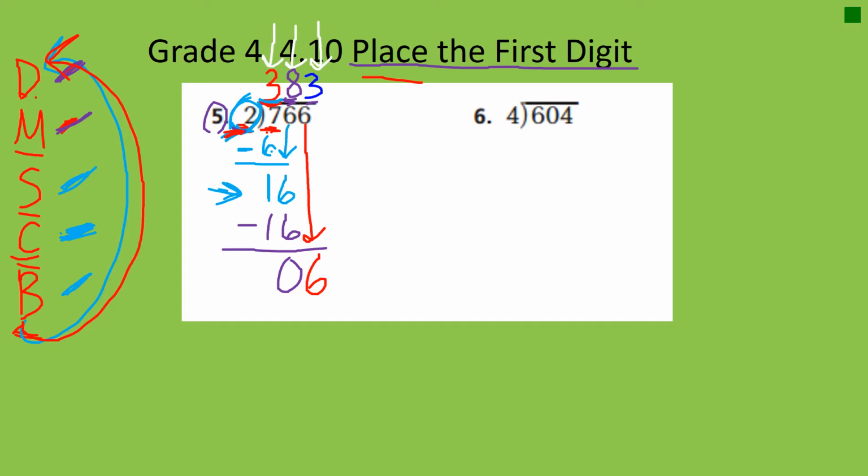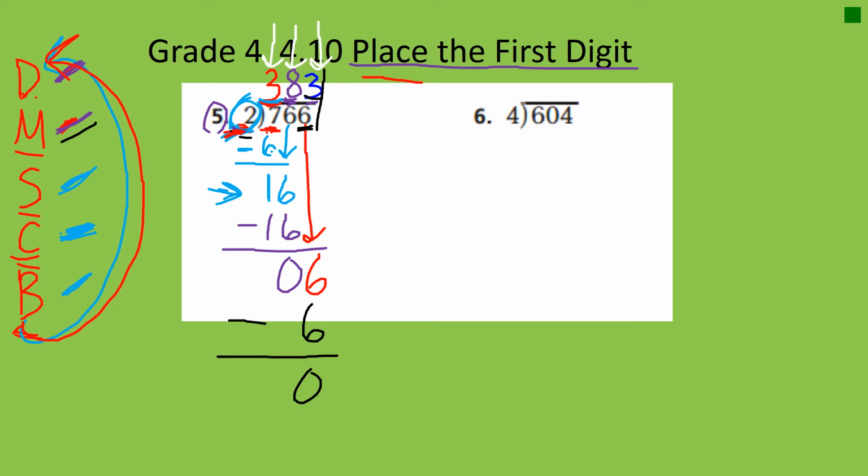So our quotient goes out all the way to the ones place, okay? The quotient has to finish at the end of the number. The quotient has to go to the ones place. You have to, in other words, divide the ones place, okay? So now we'll do multiplication. 3 times 2 is 6. Subtract: 6 minus 6 is 0. So our quotient is 383. 766 divided by 2 is 383.